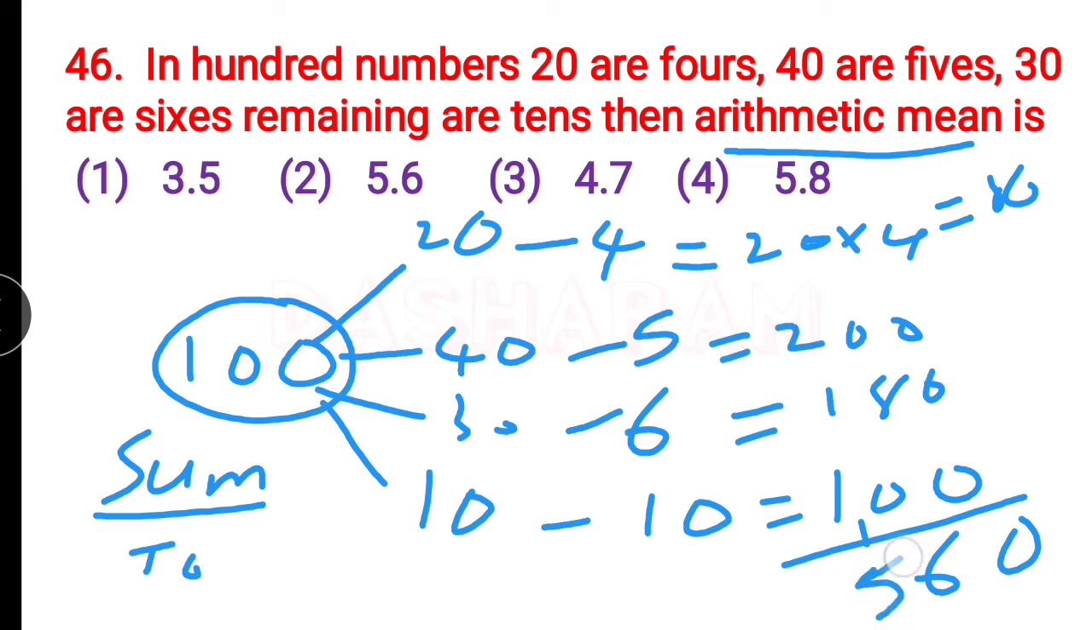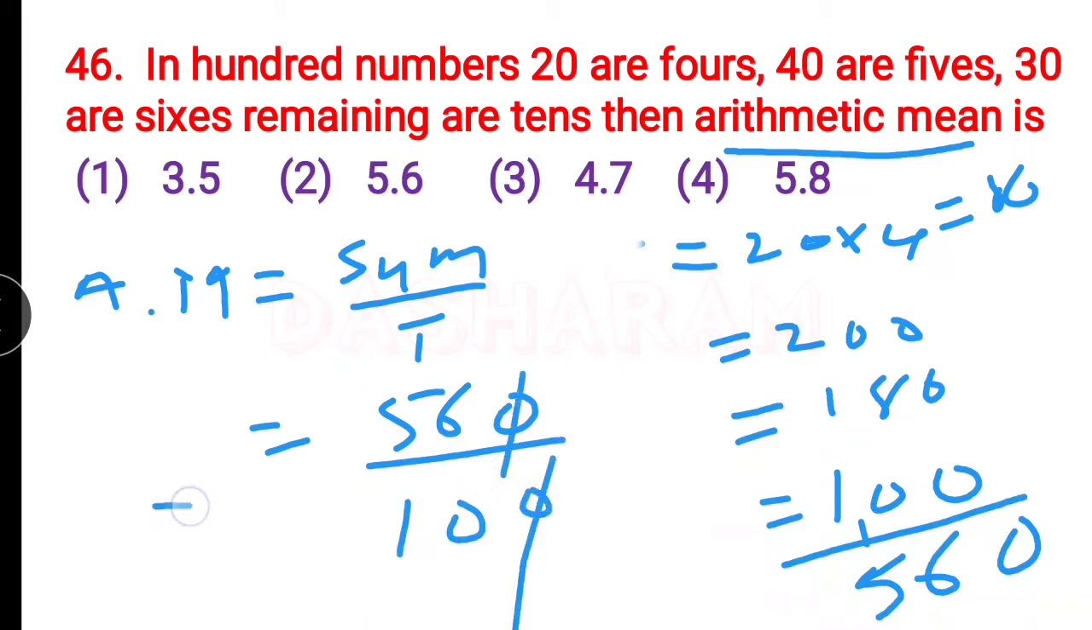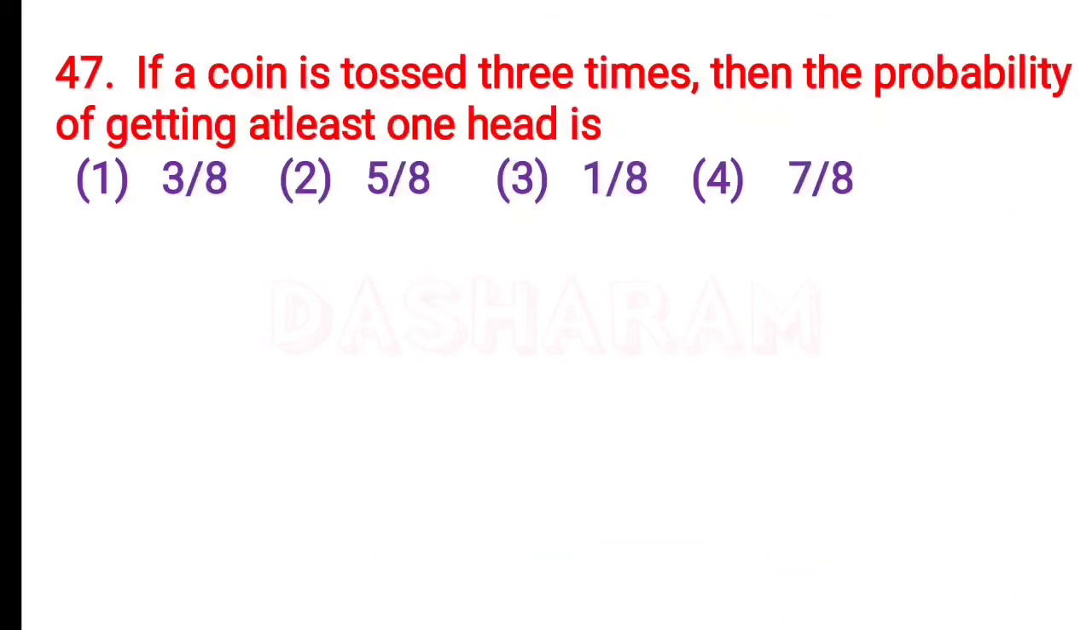So 560 is the total sum. Now the arithmetic mean is sum divided by total. So 560 divided by total numbers, which is 100. The two zeros cancel, it is 5.6. Option 2 is correct.